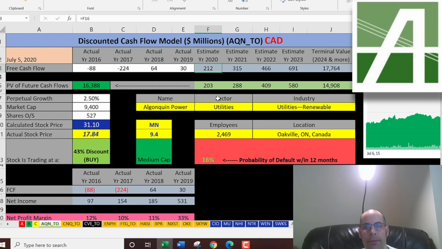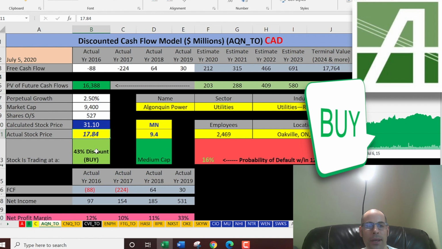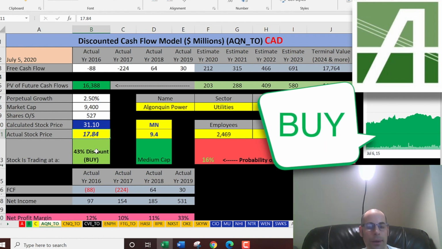So we estimated 4 years of future free cash flows. Then we did a terminal value, which is all years past year 4. We discounted those numbers back to today, and we get a value of the company of $16 billion. We divide that by 500 million shares, and we get an intrinsic stock price of $31. It's trading at $18, so it's trading at a 43% discount. So it's a buy according to the model.